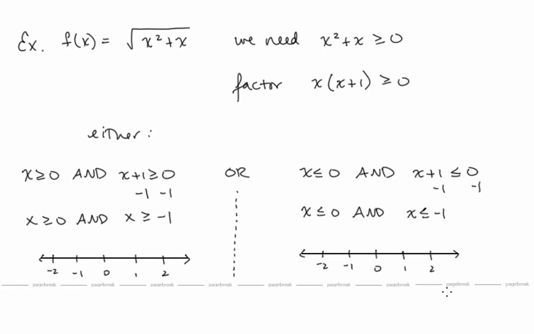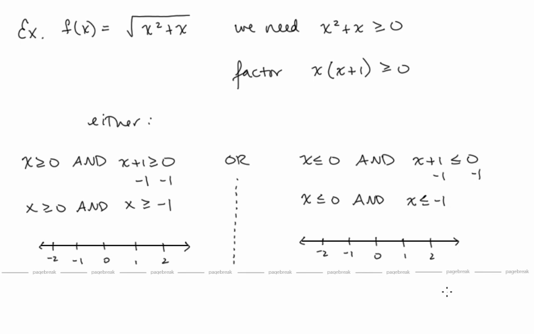Let's take a look here at f of x equals radical x squared plus x. Because we have an even root here, we know that we need what's under the radical to be greater than or equal to 0. So that means we need x squared plus x to be greater than or equal to 0. Factoring, that tells us we need x times x plus 1 to be greater than or equal to 0. Now notice that can happen in two ways. We need the product here to be greater than or equal to 0.